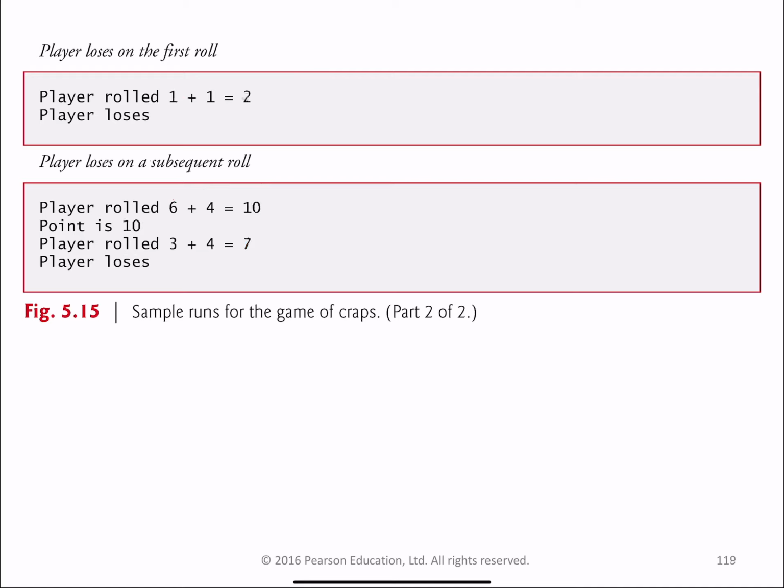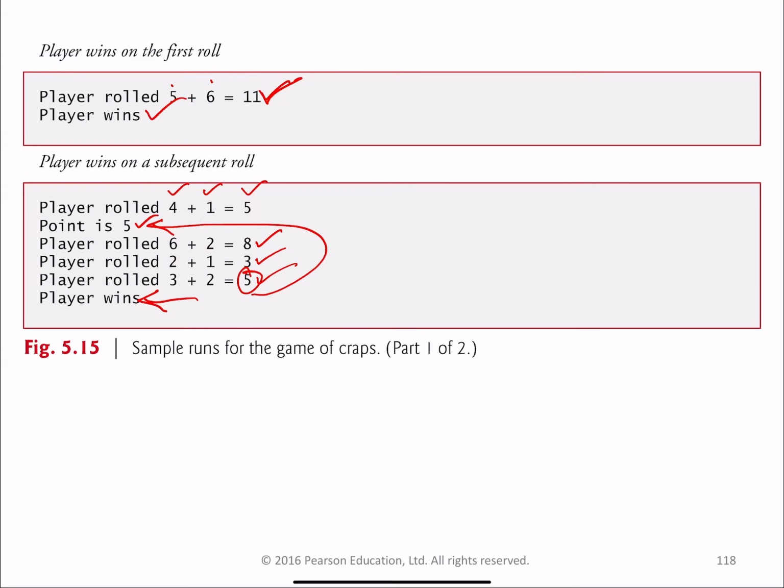Here's another example where you lose immediately. So let's say on the first roll you get 1 and 1, adding up to 2, player loses immediately, and the game ends. Another time, let's say you get 6 plus 4, which is 10, which means you continue playing. On the next roll, you get 3 and 4, which is 7, which means you lose.